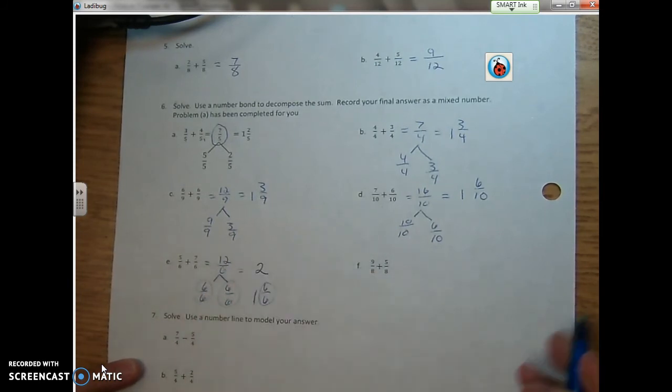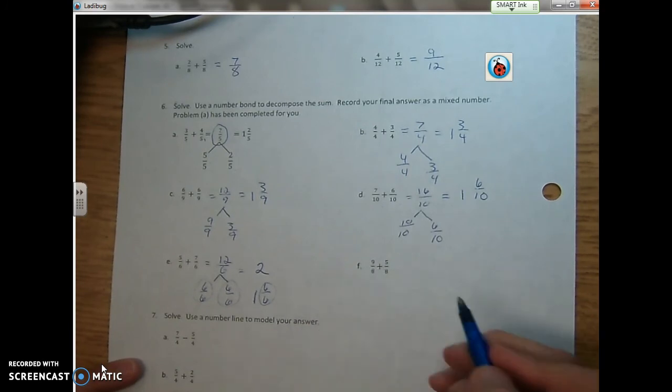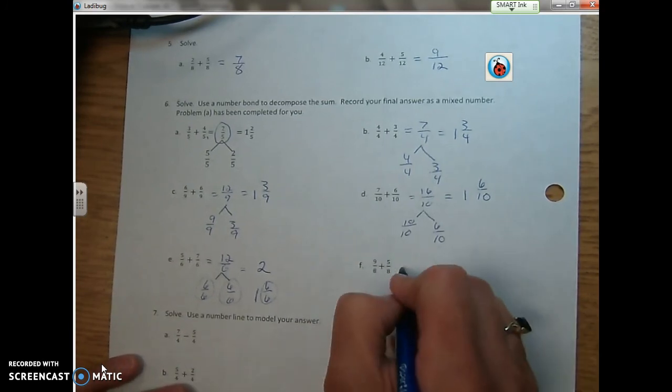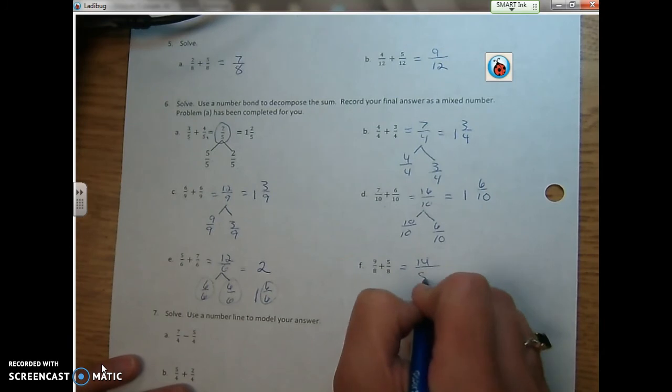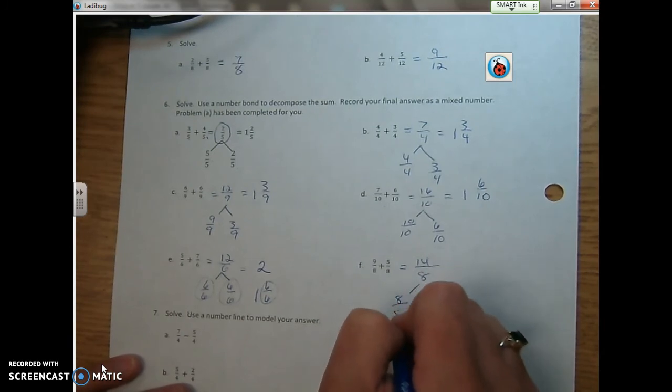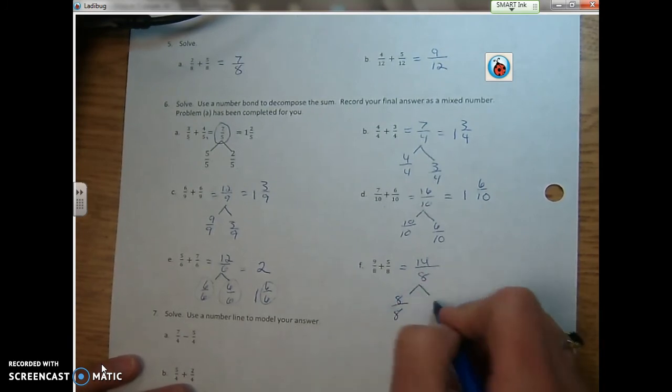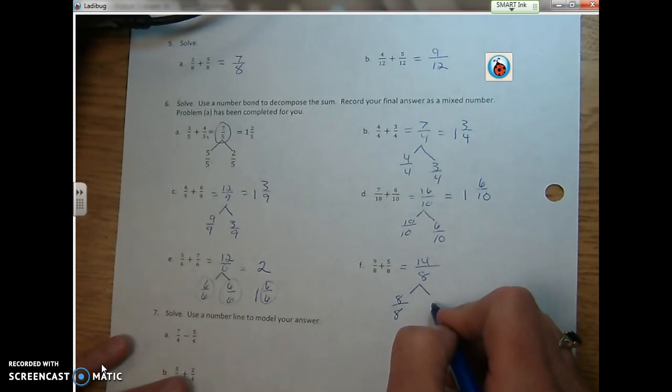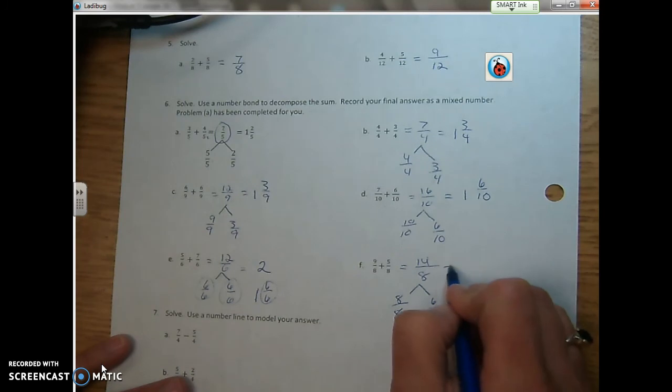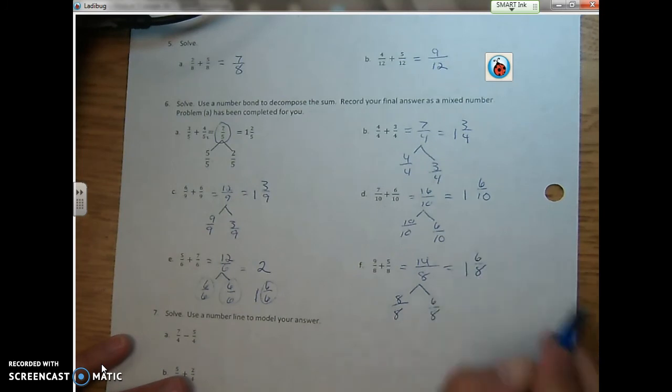9 eighths plus 5 eighths. 9 plus 5 is 14. Pull out 8 eighths. We have 6 eighths left. 1 and 6 eighths.